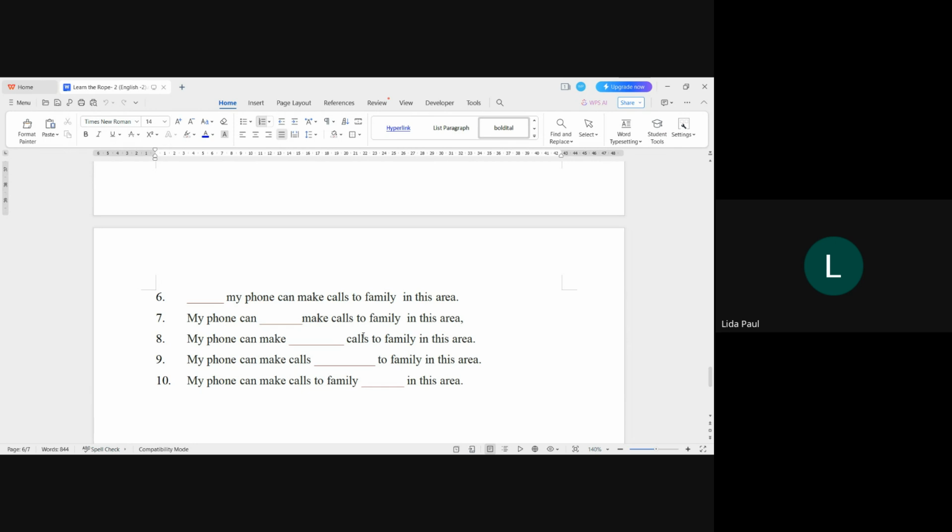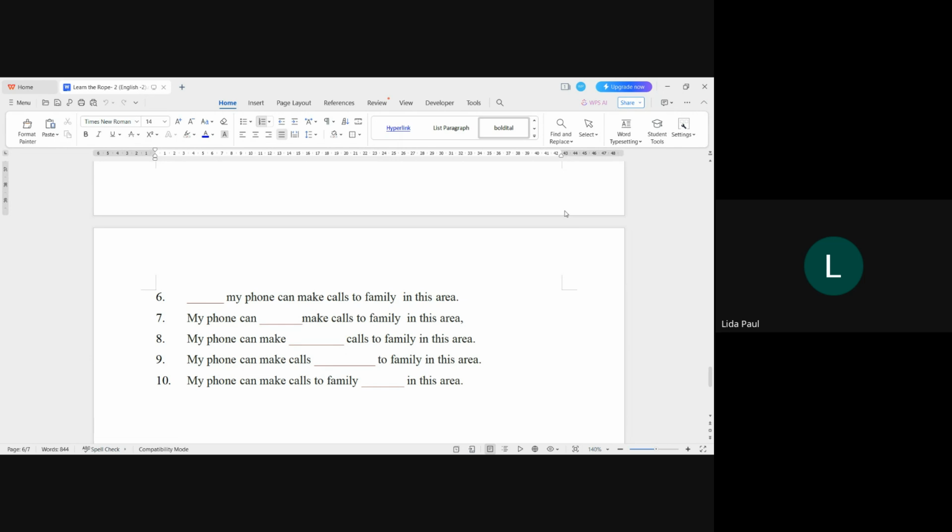Okay, that's the meaning. Now the seventh one: "My phone can dash make calls to family in this area." By default, we are filling it with "only." But what is the meaning? What is the emphasized part here? "My phone can only make calls to family in this area." Which part is stressed in the sentence? The part which directly follows the focus adverb is always stressed.